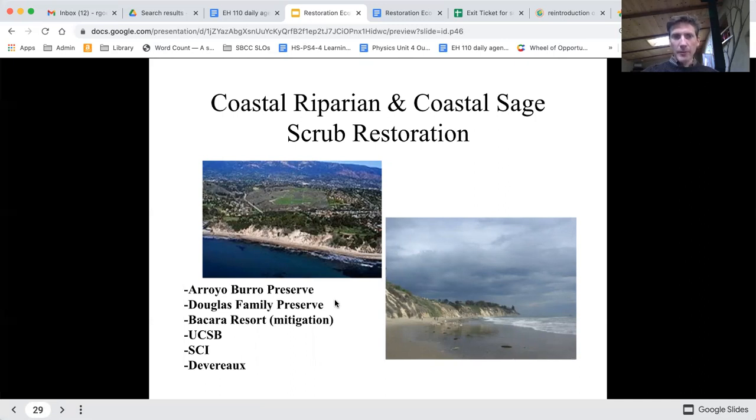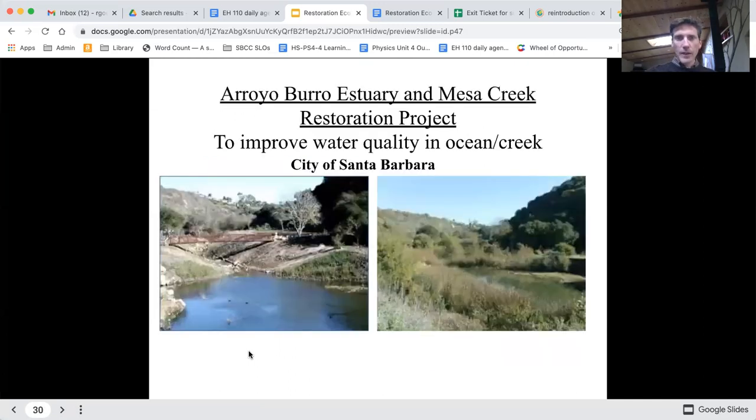So some other examples here, Santa Barbara has a lot of examples of restoration work. The Arroyo Burro, otherwise known as Henry's Beach, is one example. Douglas Family Preserve, some of these you may have heard of. UCSB has some restoration work. We saw that on slide 1. The Arroyo Burro Estuary.